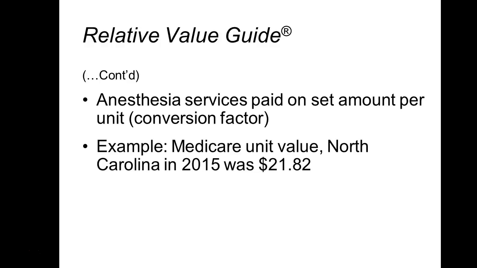So for instance, as they say here, Medicare for North Carolina in 2015, their conversion factor was 2182. So what we would do is add up the base plus the time units plus any modifying factor units and multiply it by 2182 to get our price.